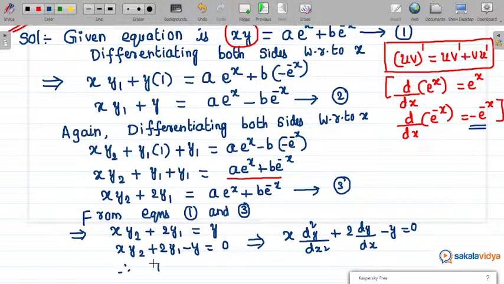Therefore, this is the required differential equation. Clear? I hope you might have followed. So once again you can check, or if you want you can take the screenshot also. So that is our wish.